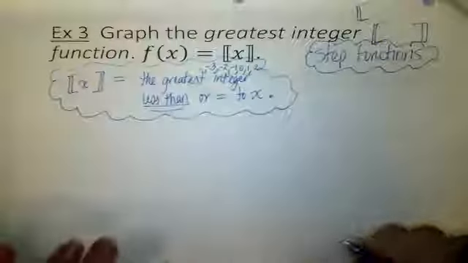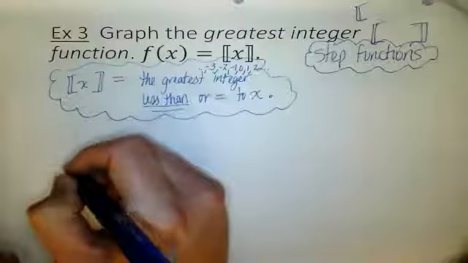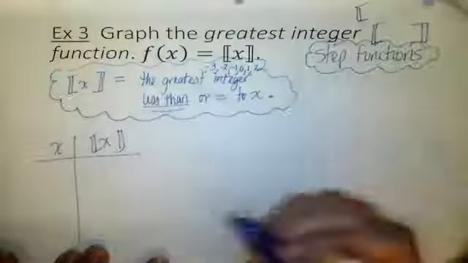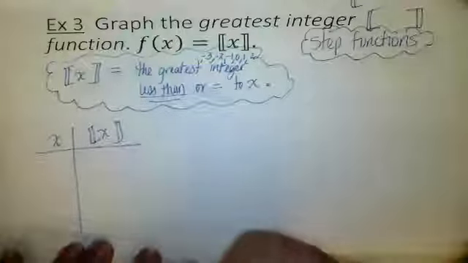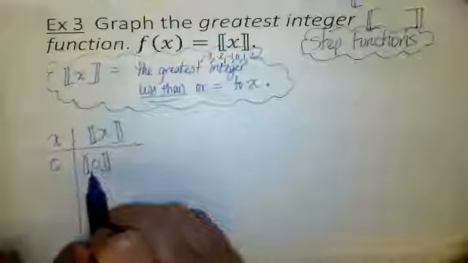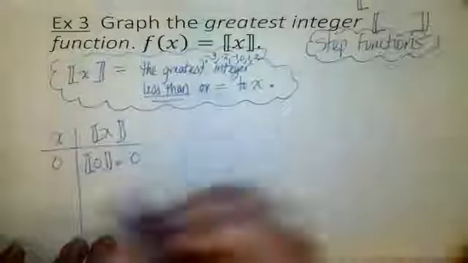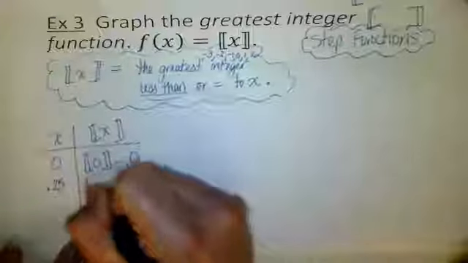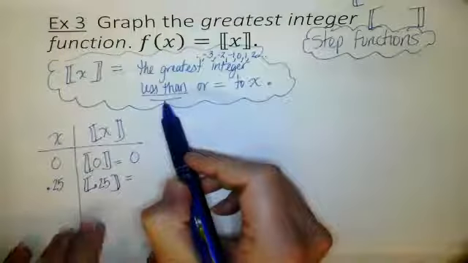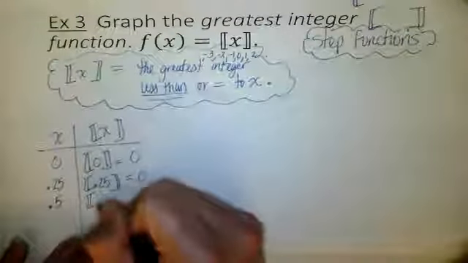So if I wanted to graph the greatest integer function, then maybe I'm going to do a little table of values. I'm just going to pick a number for x and then figure out what the greatest integer for that x value would be. Let's see. I'm going to start with x is 0. So I want to know, what's the greatest integer less than or equal to 0? 0. And I'm going to try 0.25. What's the greatest integer of 0.25? What's the greatest integer less than my number? 0. And like 0.5, what's the greatest integer of 0.5?